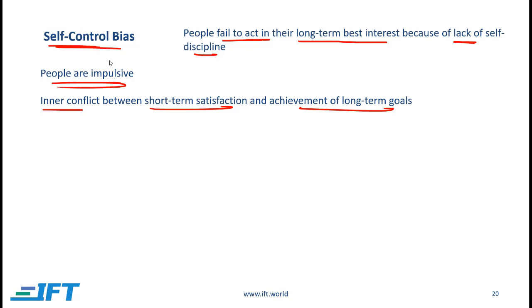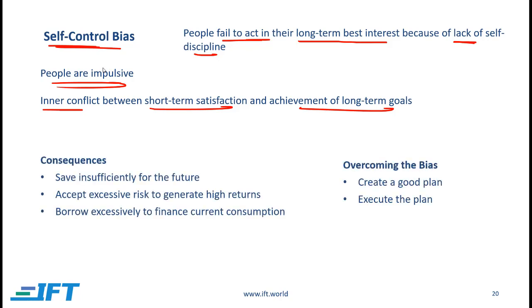A classic example for people who are pursuing the CFA charter is that rather than studying and achieving the long-term goal of getting their charter, people might get distracted by short-term things and impulsive actions, and because of that, they might not study enough. So that would be an example of self-control bias.